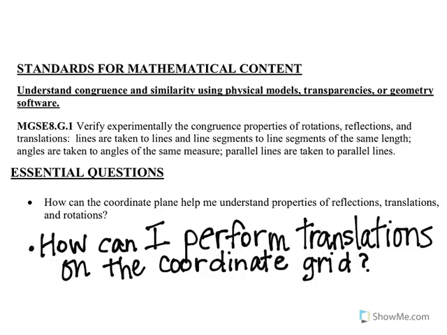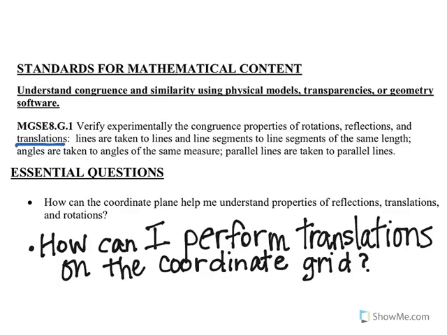So we want to first look at that standard, and we are doing math, Georgia Standards of Excellence, 8th grade, geometry, first standard. Remember, geometry is 28% of your milestones. And this is where we had to verify experimentally the congruent properties of rotations, reflections, and translations. And of course, today we are just looking at translations.